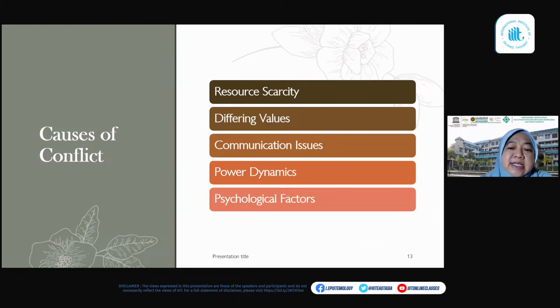And finally is the psychological factor, which can also become the cause of conflict, such as stress, emotion, and personality clashes between individuals, between groups, between communities, and also between the leadership of countries.